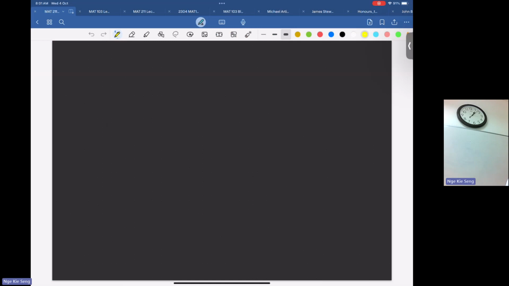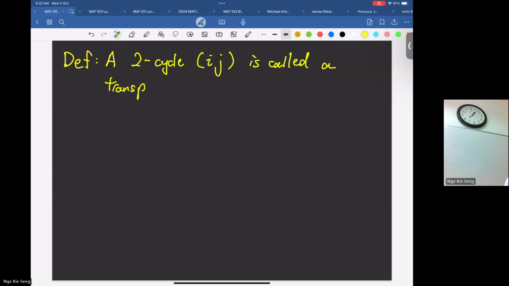Last time I talked about 2 cycles, right? 2 cycles look like this: (i j). It's called a transposition. So in the assignment, there's a term called 3 cycle, right? Did you see 3 cycle in the previous assignment? So what's a 3 cycle? What do you think?